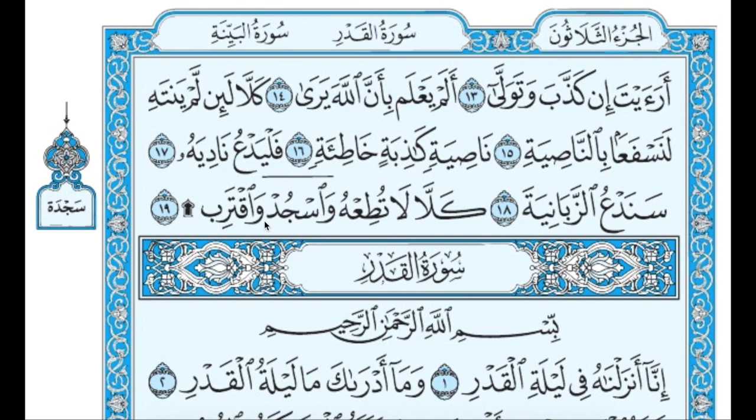واسجد and prostrate. واقترب and draw near. Okay. Remember, command tense verbs always end with a sukoon. واسجد واقترب. Okay. كلا لا تطعه واسجد واقترب. And this is the marker for a sajda. When you see a line, the reason why there's a sajda is because of this command, wasjud. And this little symbol, which looks like a little alcove or a mosque, is also given next to it as a sajda marker. It indicates that one should stop the recitation, if they are upon wudu, and make sajda.